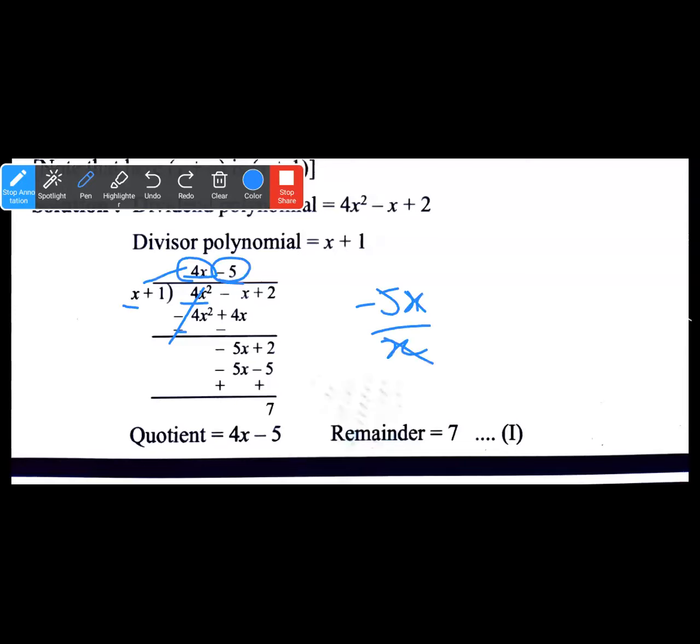And this is your quotient. This quotient should be multiplied by x plus 1. You get minus 5x minus 5. And after subtracting this, you get the remainder as 7.